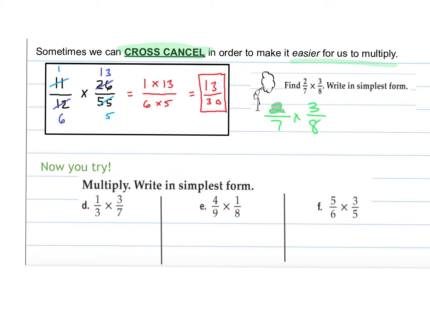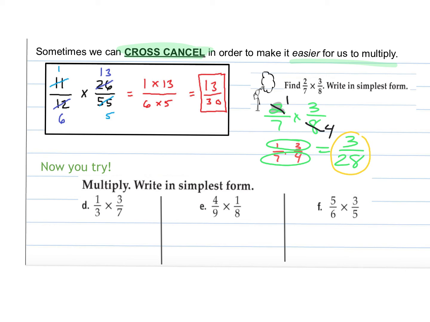So I can see here, 3 and 7 do not share any factors other than 1. But 2 and 8, they share a factor of 2. So I can say this one divided by 2 is 1. 2 goes into 2 once. 2 goes into 8 4 times. When I do that, then I have a simplified fraction. It's like I have 1/7 times 3/4. So I'm going to multiply straight across and straight across, and I get 3/28.